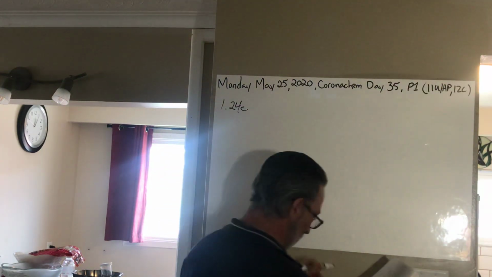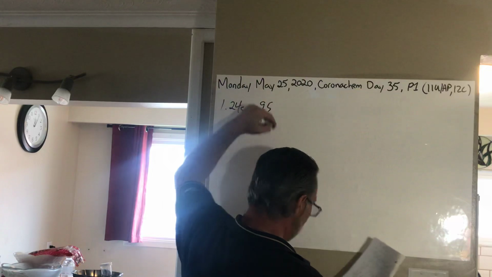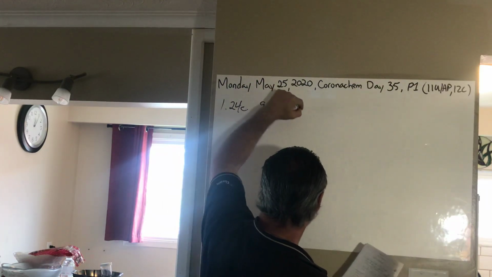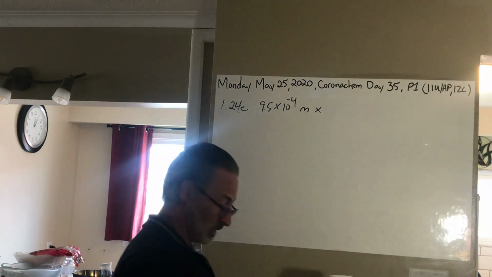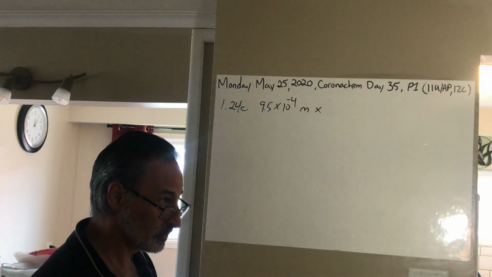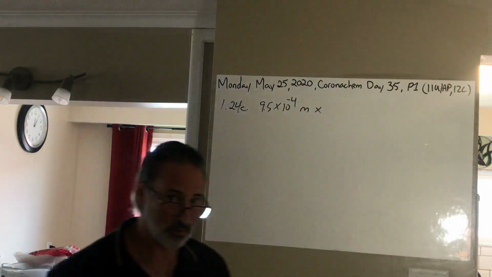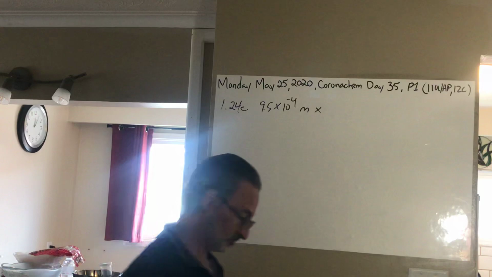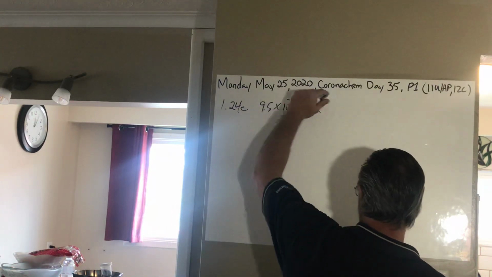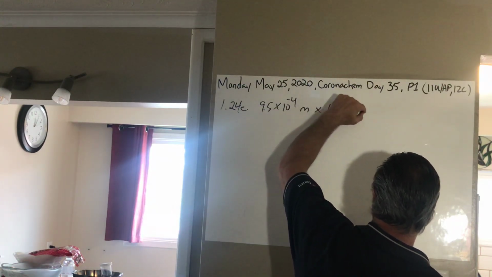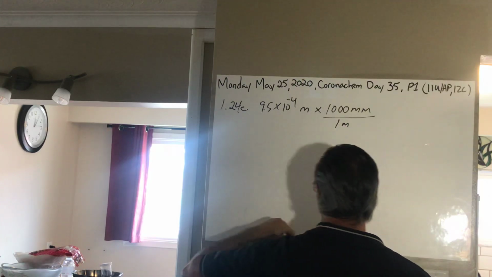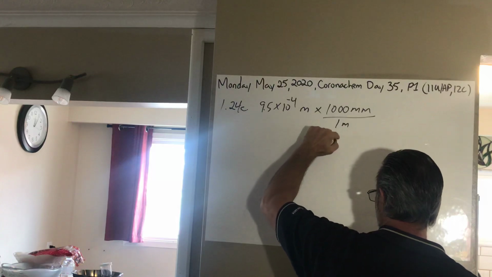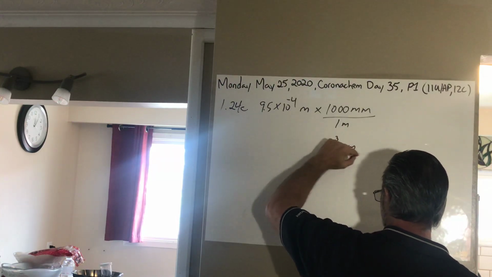C, they have 9.5 times 10 to the negative 4 meters, and they want you to turn it into millimeters. So there's 1,000 millimeters in a meter. So 1,000 millimeters in 1 meter. Let's rewrite this so we can see what the exponent is. 1,000 is 10 to the power of 3. So you have 10 to the 3 millimeters in 1 meter.